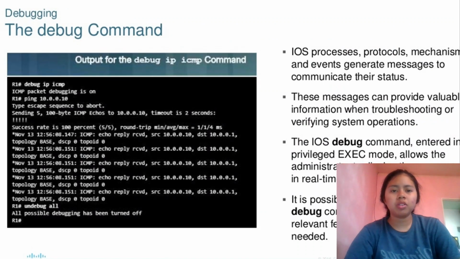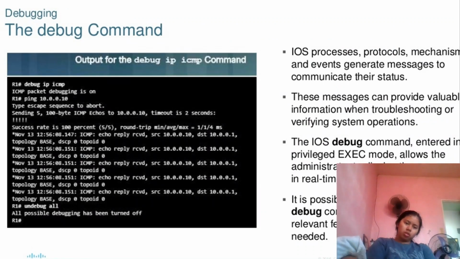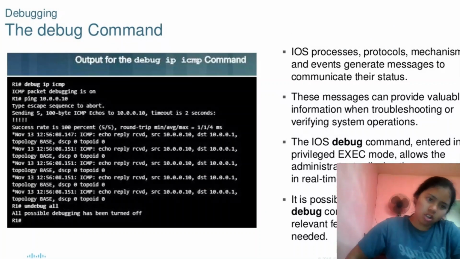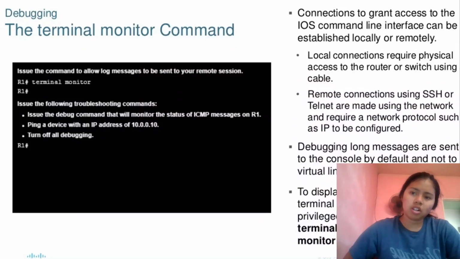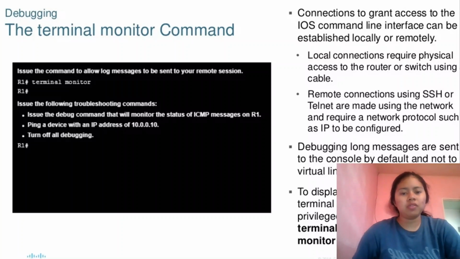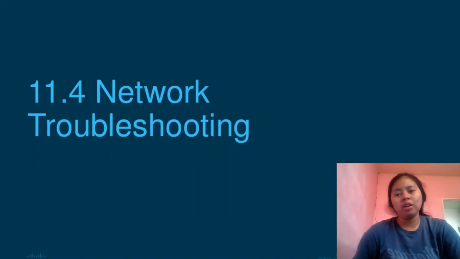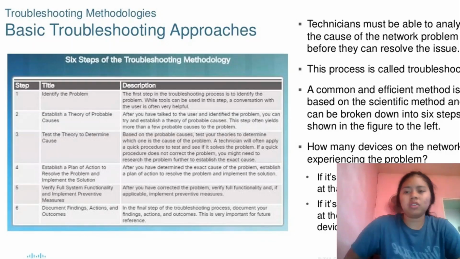The debug command. The IOS debug command, entered in privileged EXEC mode, allows the administrator to display these messages in real time for analysis. The terminal monitor command. Connections to gain access to the IOS command line interface can be established locally or remotely. Debugging log messages are sent to the console by default and not to virtual lines. For the last part, network troubleshooting.